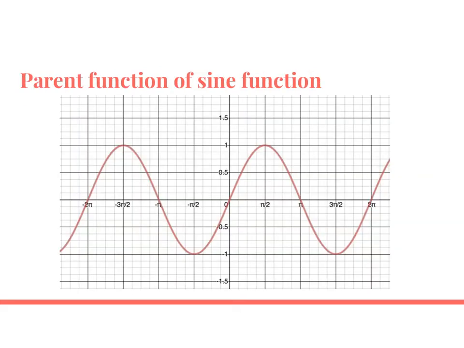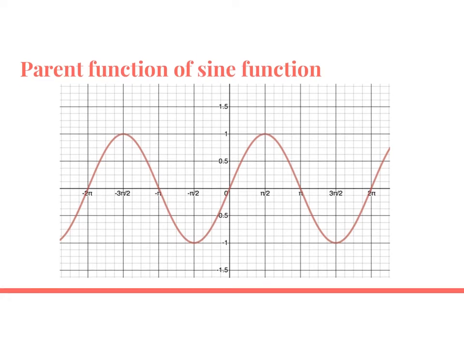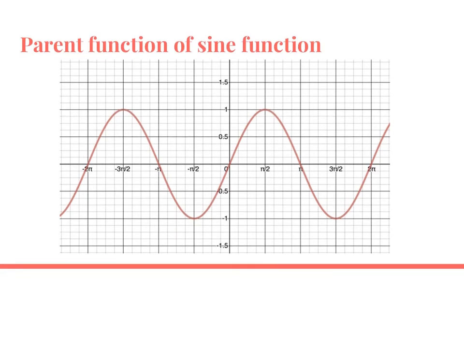Here is your parent function for sine. How I got this picture is I unraveled the unit circle in order to see what was happening. If we look at our y values on the unit circle, we start off at 0. At pi over 2, we have a y value of 1. Back at pi, we're back to 0. At 3 pi over 2, we're at negative 1. And back at 2 pi, we get 0. So we go 1 time around the unit circle.